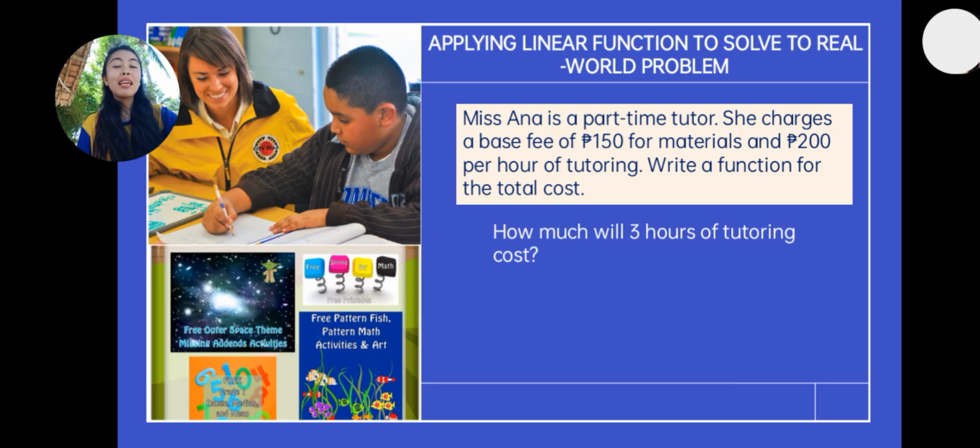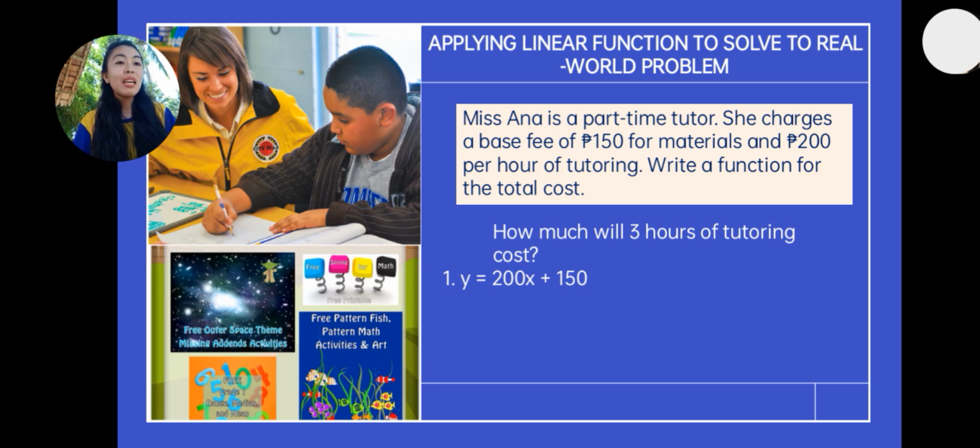I'm glad to hear that. Since we already have the linear function that represents our worded problem, let's try to answer this question. How much will 3 hours of tutoring cost? So for our first step, we write our linear function, and that is y is equal to 200x plus 150. Now, ask yourselves, what does 3 hours here represent? What do you think is the variable in the linear function that can be best represented by 3 hours, or hours itself?